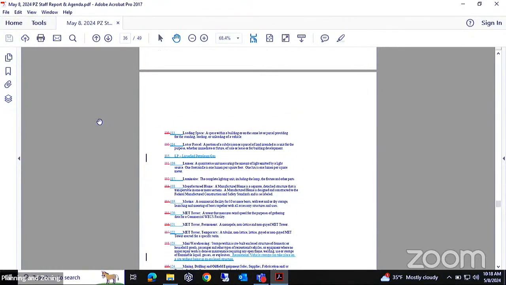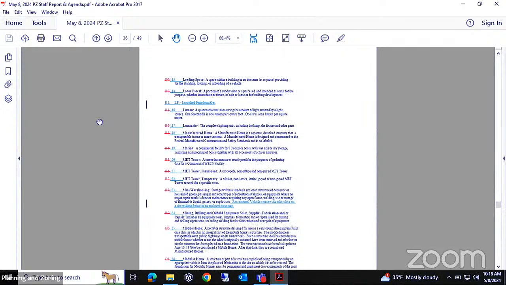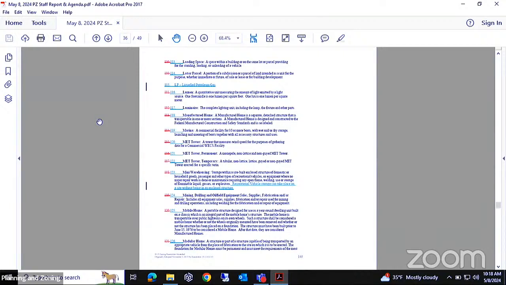Getting down to the L's, LP, of course, liquid petroleum gas. And then under mini warehousing, there have been a lot of inquiries about storage units within the county. One thing that was never really clarified in the code, but was a practice by the department, was that you can have RV storage outside if you want to. It doesn't have to be enclosed.